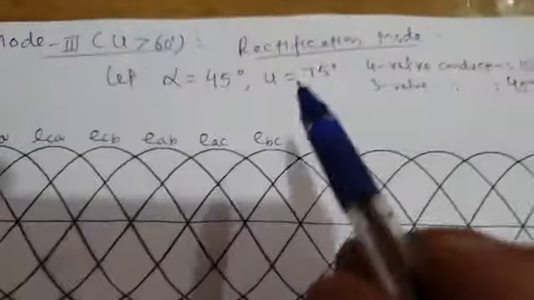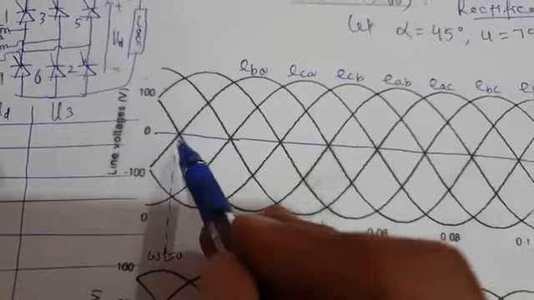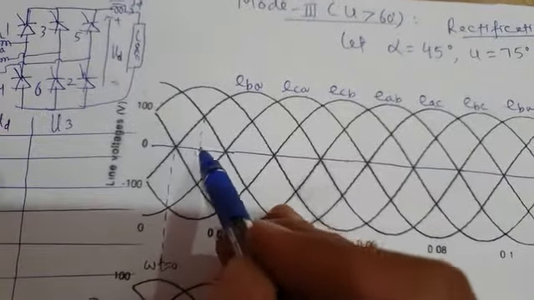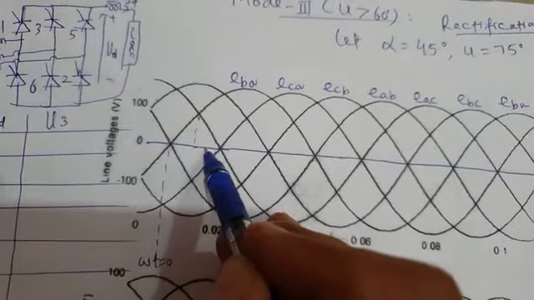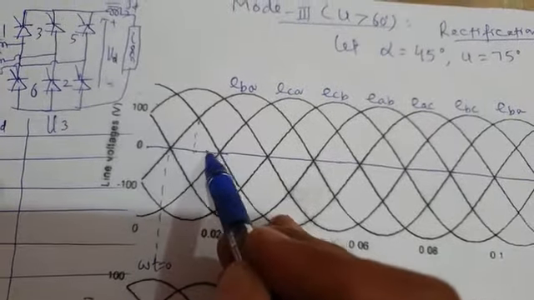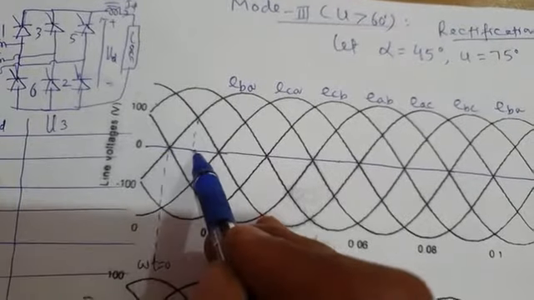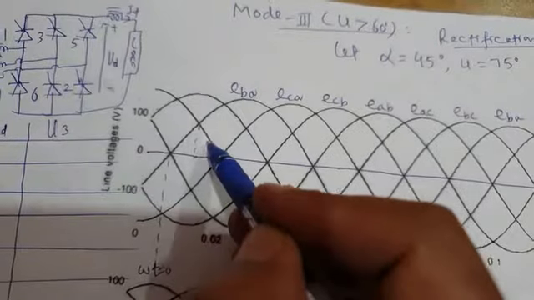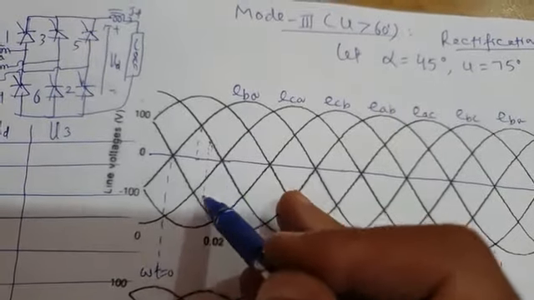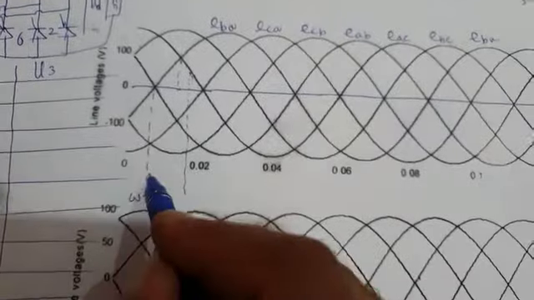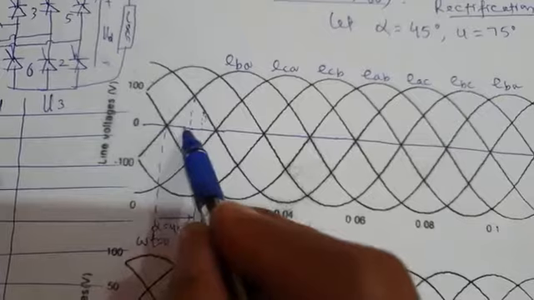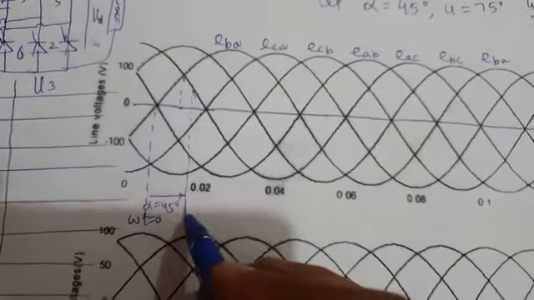Now what is alpha? You can see alpha is 45 degrees. Let us start measuring alpha 45 degrees from here. From here to here it is 30 degrees, and from here to here it is another 30 degrees. So here to here it is 30 plus 30, 60. So here to here is 30 plus 15. 15 is somewhere here, half of this. So this gives total alpha equal to 45 degrees, 30 plus 15. So which valve will be fired at this point?